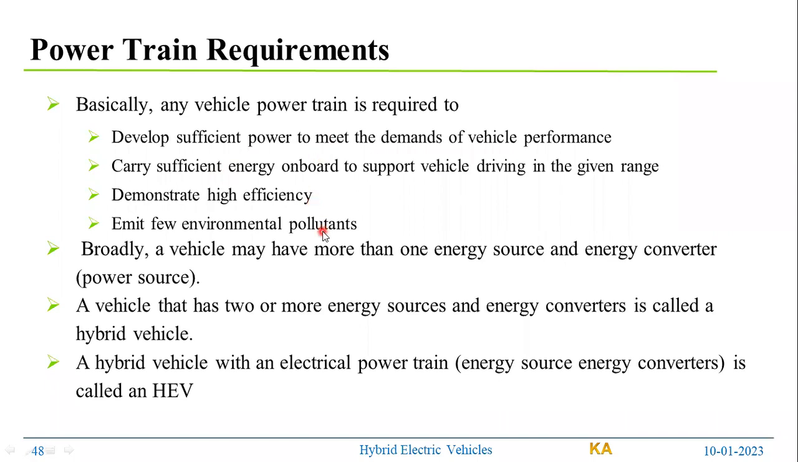Then when we talk only with respect to hybrid, a vehicle should have two or more energy sources as well as energy converters. Then it is called a hybrid power source or hybrid powertrain based electric vehicle, or hybrid vehicle. In that case, there may be two alternate energy sources, only mechanical based. But a hybrid vehicle with electrical powertrain, that is energy source, energy converter, is called a hybrid electric vehicle.